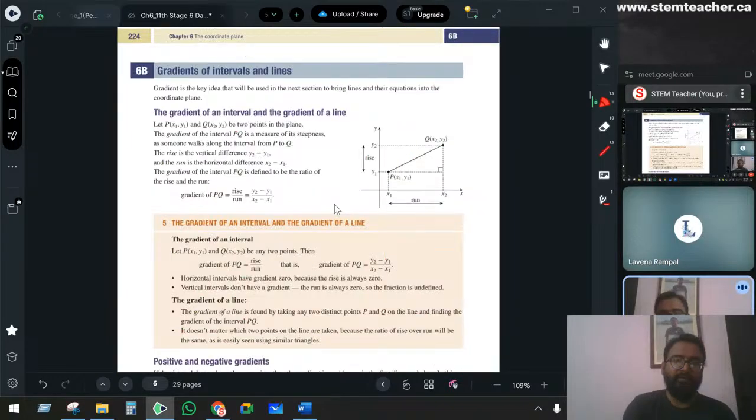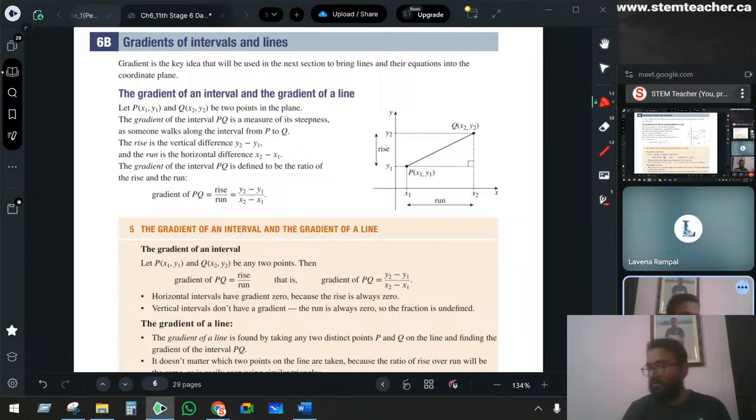Okay. So next, gradient of intervals. Gradient of intervals basically means rise by run. I think we have already seen it. Rise by run means y differences by x differences. They are the derivative logics, the differences. Rise means vertical difference, run means horizontal difference. We run forward or we run backward. Rise means we rise up or we get down.